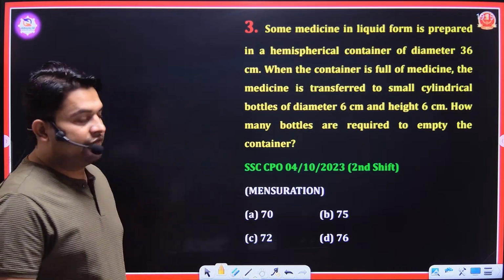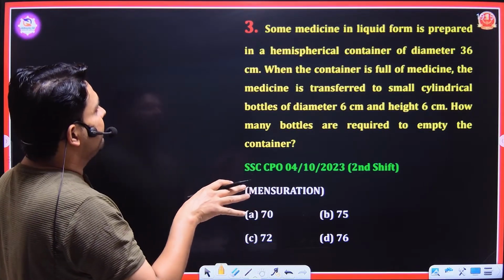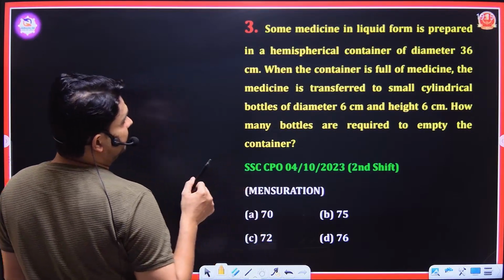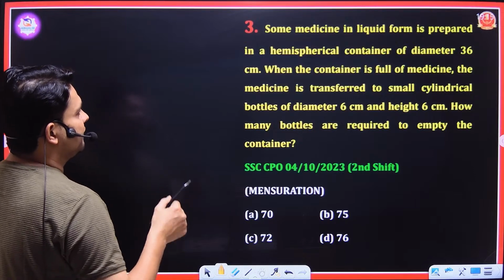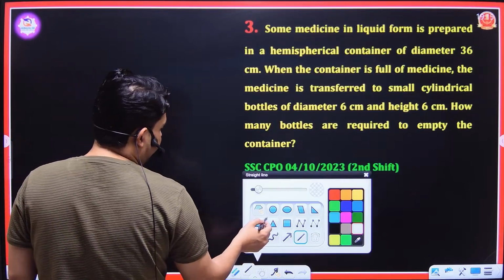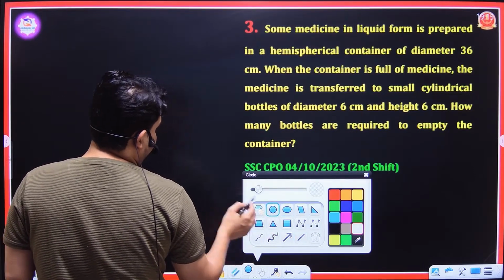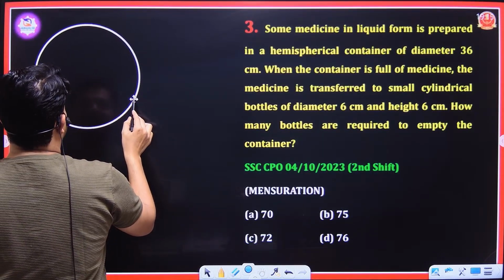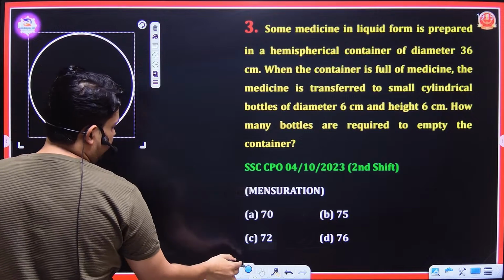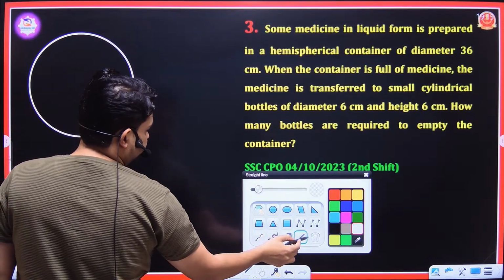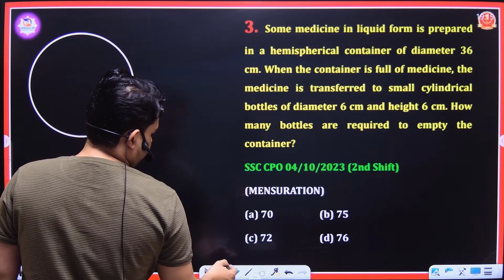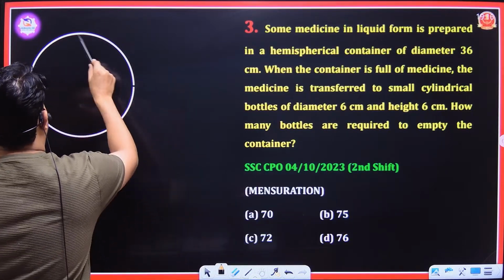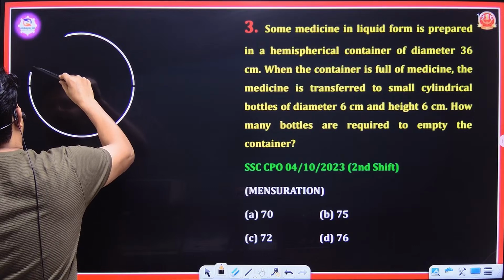See, what we have? Some medicine in liquid form is prepared in a hemispherical container. We have a hemispherical container of diameter 36 centimeter. When the container is full of medicine, I will make a container for you first. I have a container that is a sphere. I will make it a hemisphere. Now I have a hemisphere.